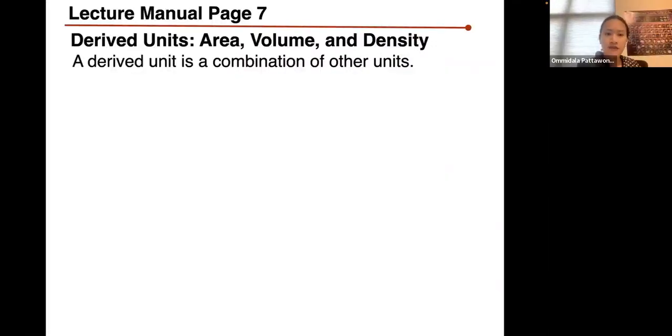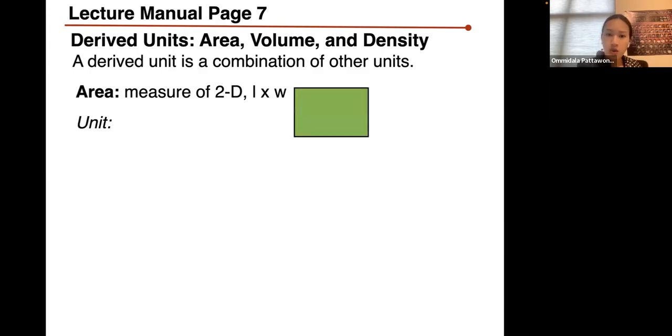Okay. So the derived unit is going to be the combination of other units or of the same unit several times, right? So for example, area. Area is going to be the measurement of the two dimensions, length and width, right? So in this case, you are going to get the unit of length multiplied by itself 2 times, so it comes out to be a square. Okay, so this square of a meter is going to be the derived unit that describes area.